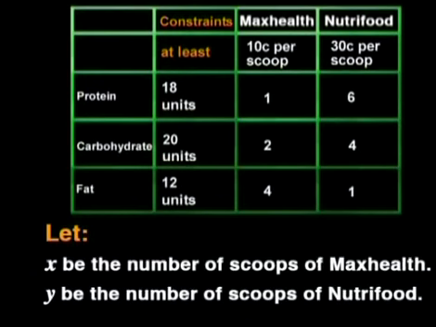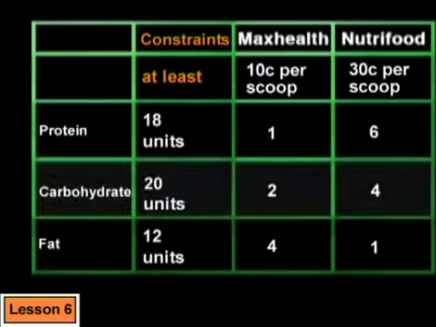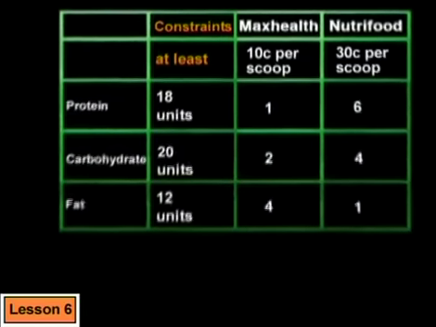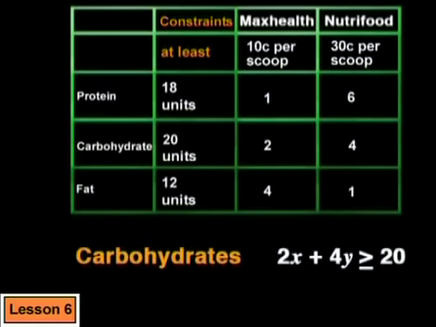Each scoop of Max Health has 2 units of carbohydrates in it, and each scoop of NutriFood has 4 units of carbohydrates in it. So we could set up a linear inequality for the amount of carbohydrates in the mixture. 2x plus 4y must be greater than or equal to 20.